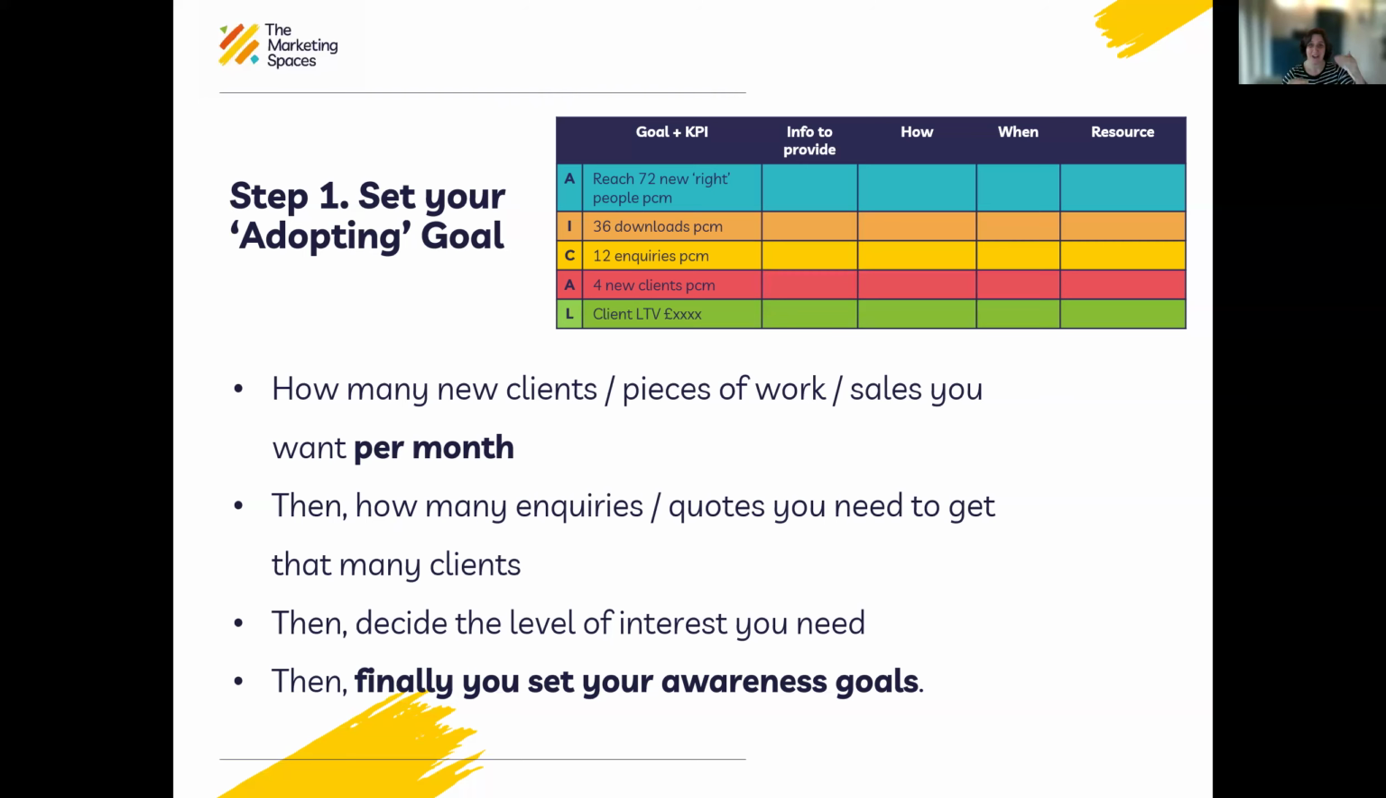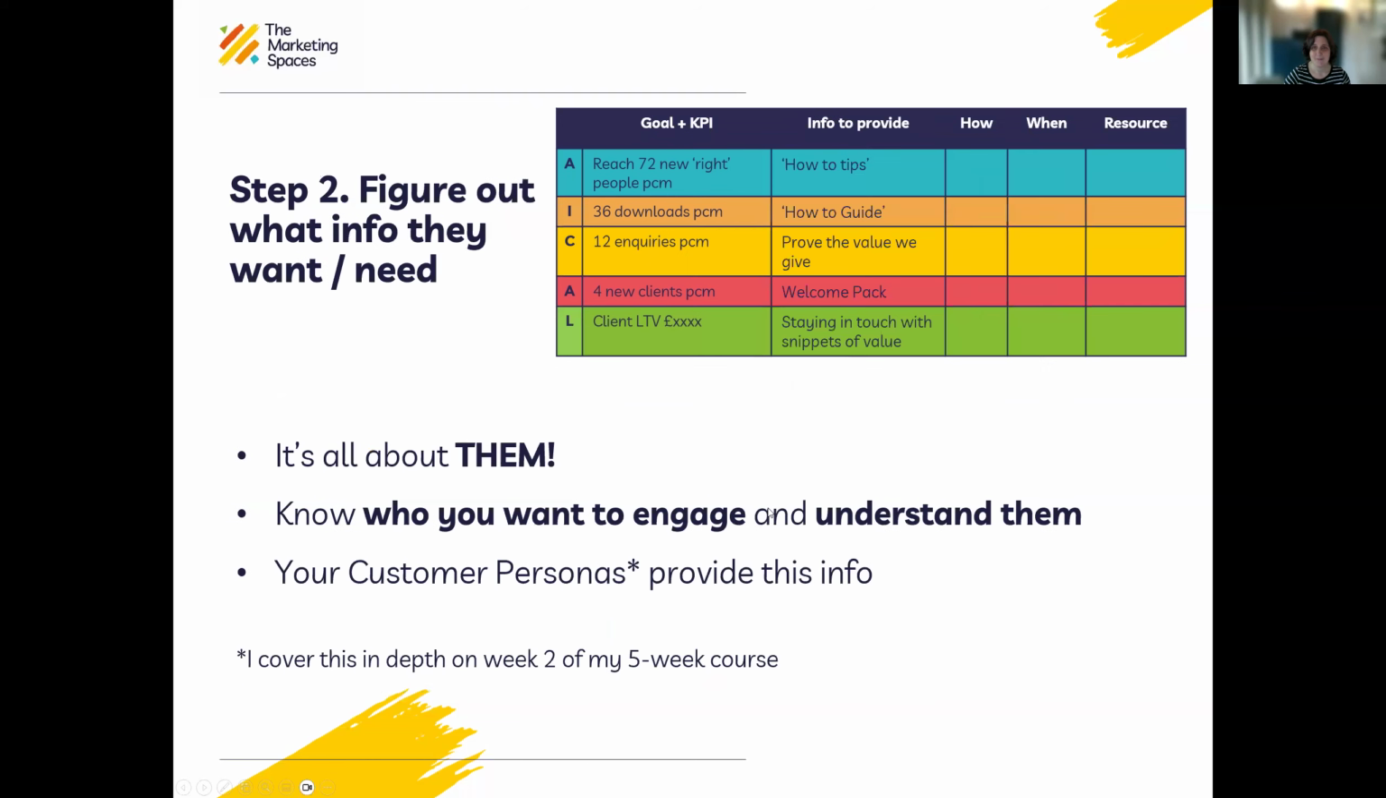And doing it this way makes you go, oh, well, finding 72 of the right people per month. That's a really focused LinkedIn campaign. Or actually, I could achieve that by going to one networking event, another with an advert, and all of a sudden it becomes quite doable and achievable. So start by setting your adopting goal, then set the rest. Step two, figure out what information they actually need at each stage.